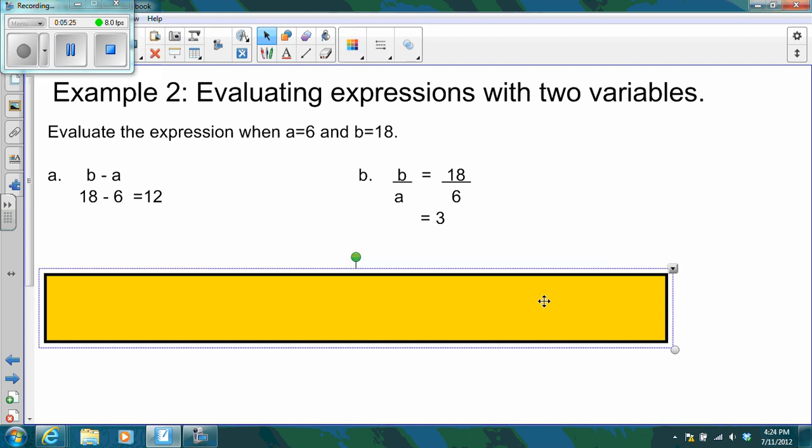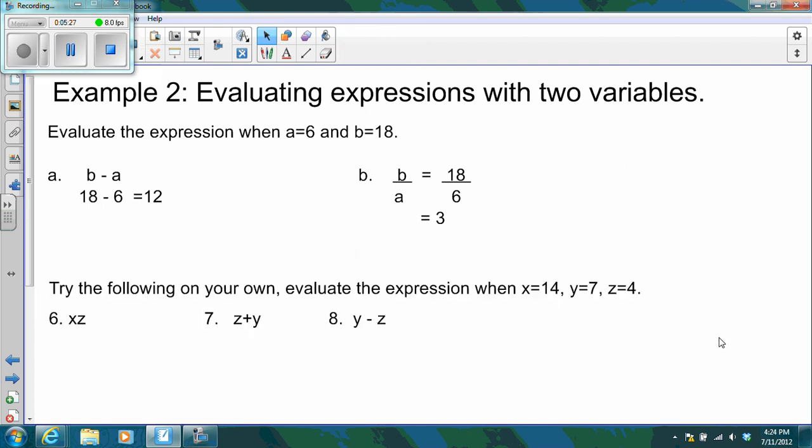Now complete the following 3 problems. Use x equal to 14, y equals 7, and z equals 4, and bring them to class tomorrow. Remember, whenever you have 2 variables next to each other, that's actually the same as x times z. So a lot of times now in pre-algebra, we won't use x as a multiplication symbol because sometimes x can be the variable. So we'll either use a dot or no symbol at all. That's multiplication.